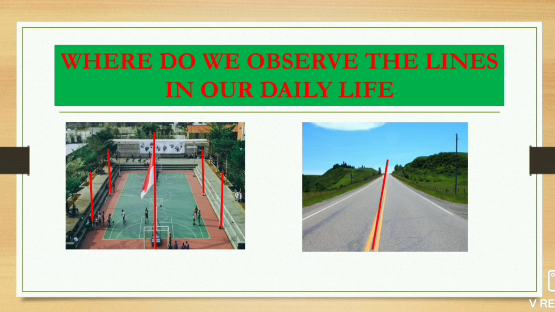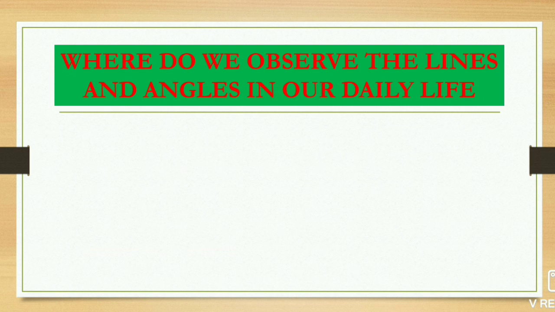So here see the road path. The path of the road is also a form of a line. So this is also one of the examples. So where do we observe the lines and angles in our daily life?